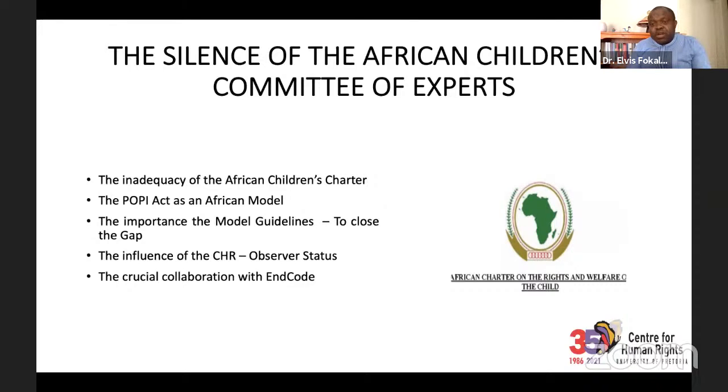Given that we as a Center for Human Rights have observer status with the Committee of Experts on the Rights and Welfare of the Child, we will definitely grow this collaboration with EndCode to see how we could take this conversation forward and put our efforts together, because we already have materials from our own studies. And now we have a guideline that we can calibrate to see how we could assist the committee in providing guidelines within the continent that will allow our children to interact safely. The law provides a very strong foundation for redress in cases of abuse, which doesn't exist yet across the continent.